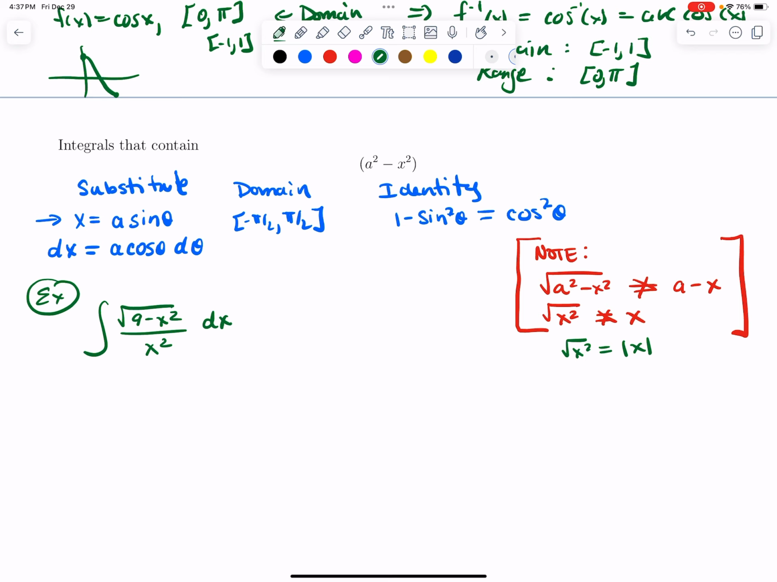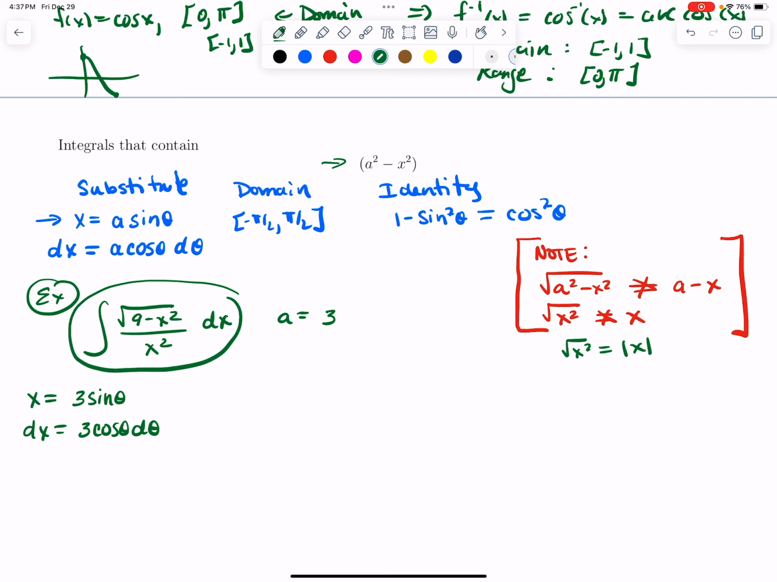This is of the form a squared minus x squared, where my a is 3. So I'm going to make the following substitution: x is equal to, sorry, not a, 3 sine theta. This means that dx is equal to 3 cosine theta d theta. Now let's plug everything in. Every x we see we're going to replace with 3 sine theta, and dx we're going to replace with 3 cosine theta d theta.